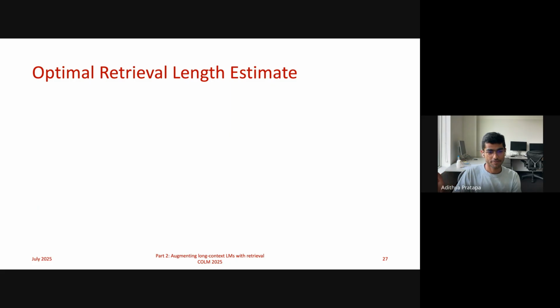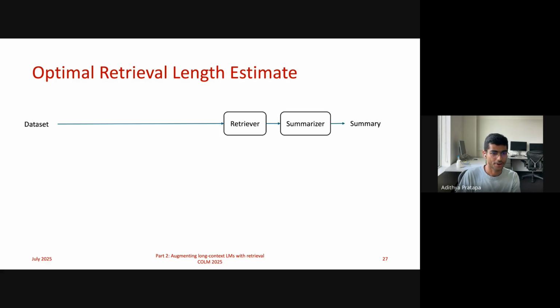Now I'm going to give an overview of our method and then dive into individual components. Typically the pipeline looks something like this. You're given a dataset. You want to retrieve the most important documents. You pass them to your summarizer to extract the summary. The baseline estimate is you look at an existing long context benchmark, identify the effective context window, and use that as your retrieval estimate. But what we do instead is we first subsample a small set of the dataset.